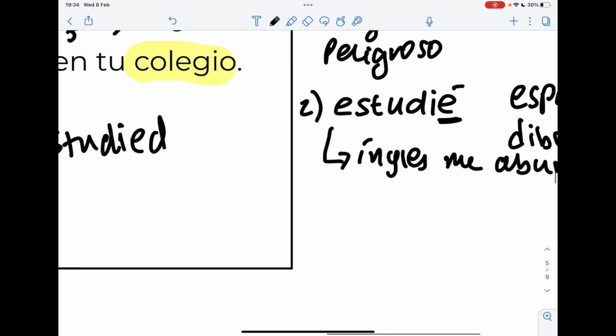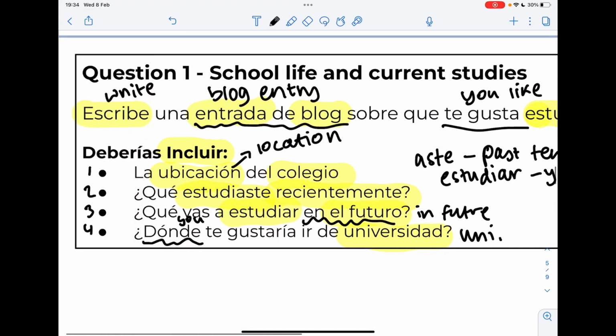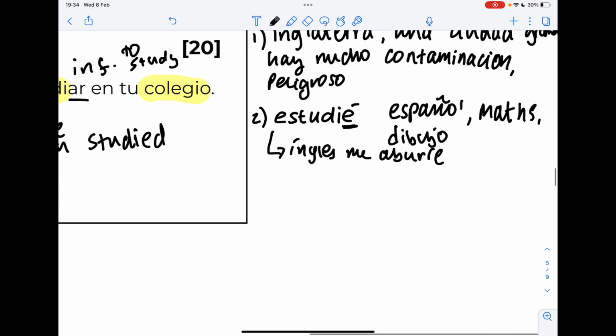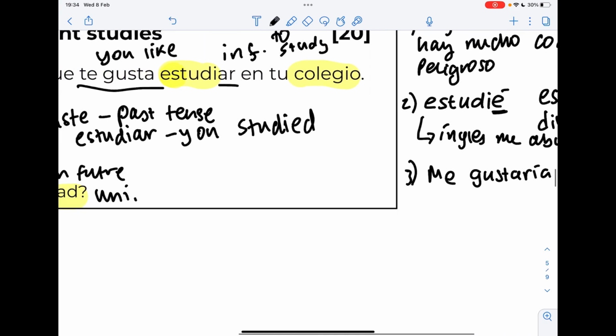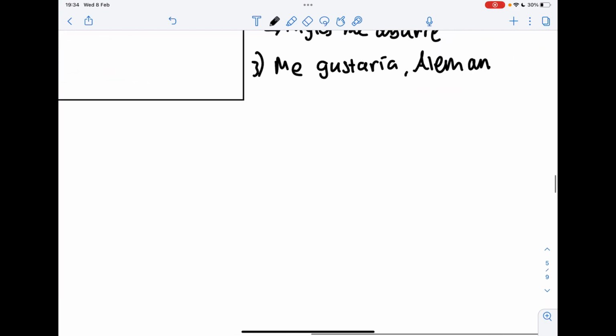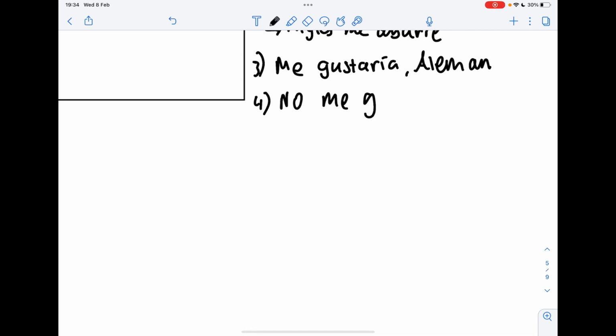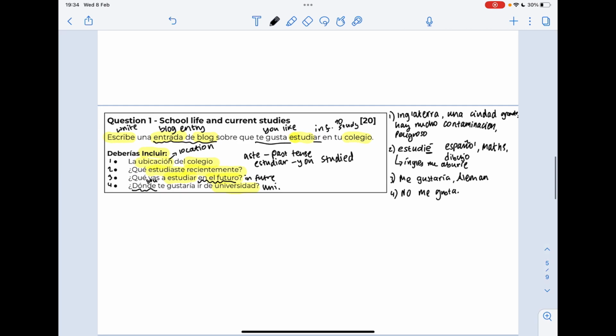You get the gist. Then number 3 says, ¿Qué vas a estudiar en el futuro? Me gustaría, really important verb. Me gustaría, what am I going to study in the future? I'm going to study Alemán in the future, which means German. Then number 4, ¿Dónde te gustaría ir de universidad? Now, for this question, you can be a little bit clever. You can actually say where you want to go to uni, or you can just say, I don't want to go to uni. So I'm going to say, no me gusta. And I'm going to start forming my answer.